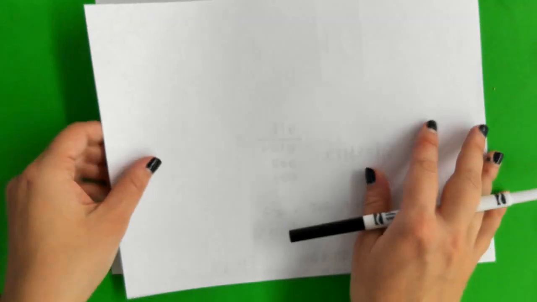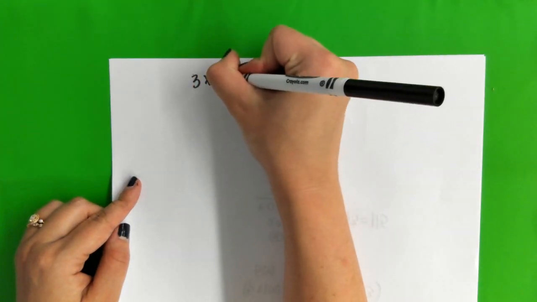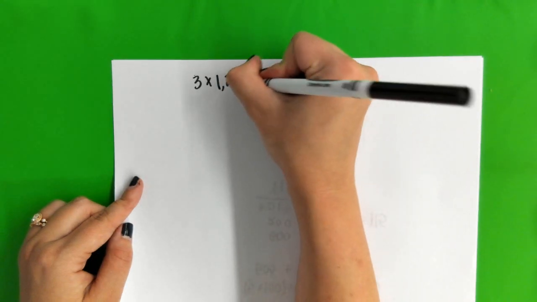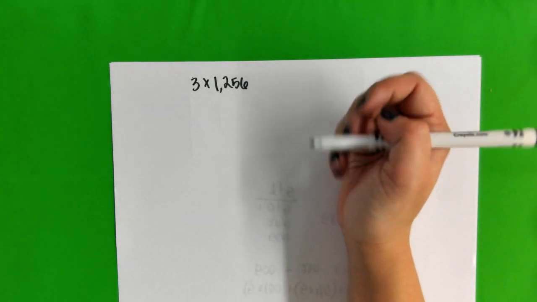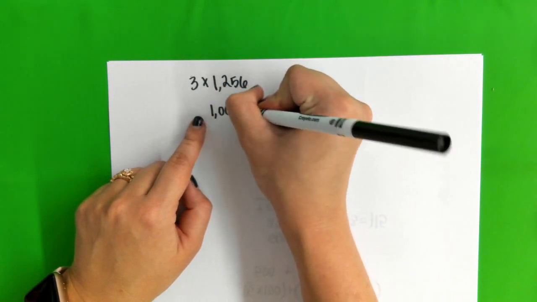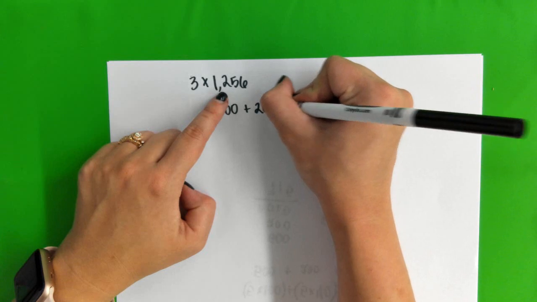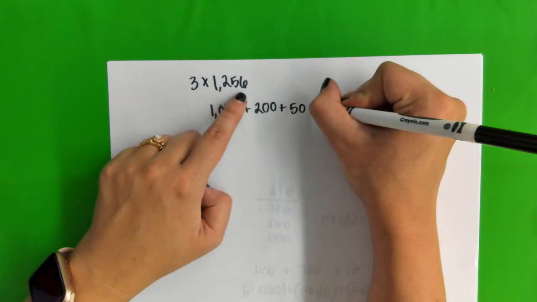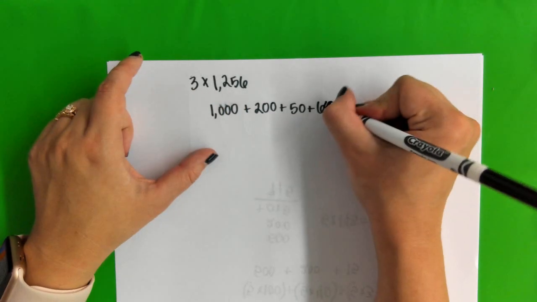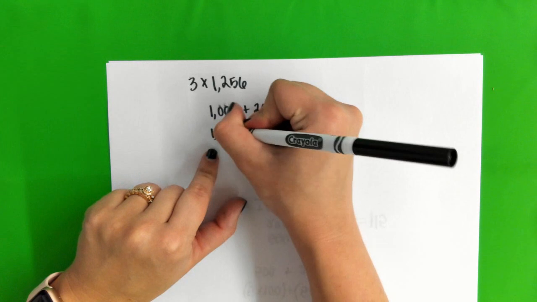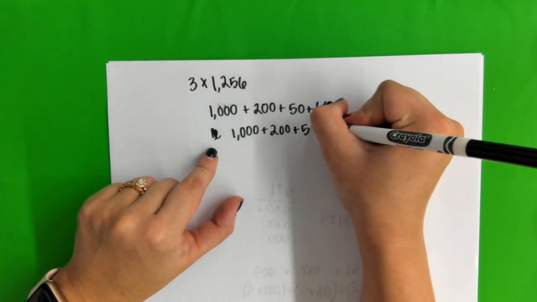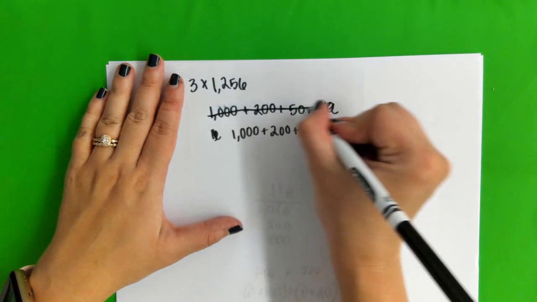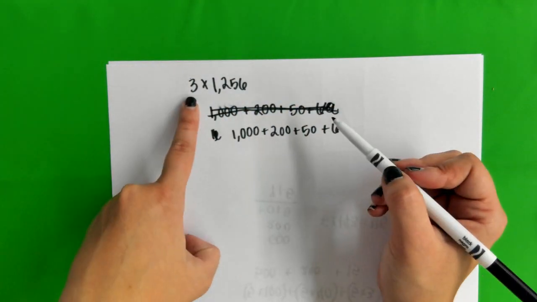We can do this no matter how many place values we have. So if our number was 3 times 1,256, I can then take my 1,256, because that's my bigger number, and break it up into expanded form, which would be 1,000 plus 200 plus 50 plus 6. Okay, so now I can take each of these and I can multiply it by my 3.